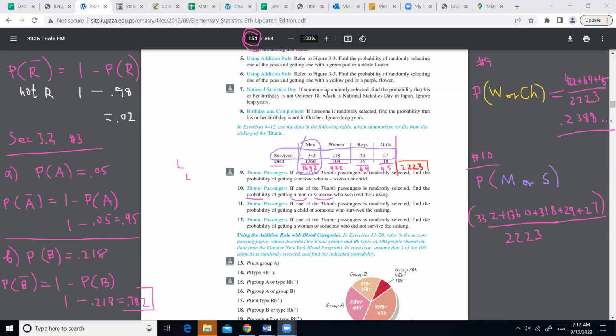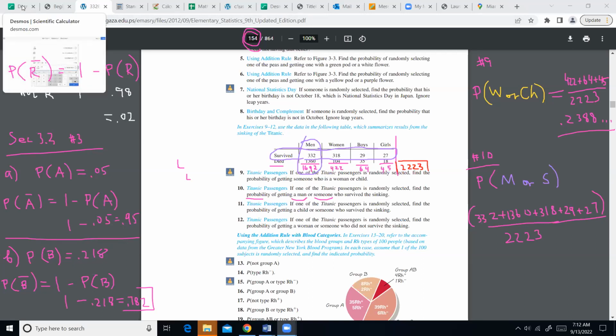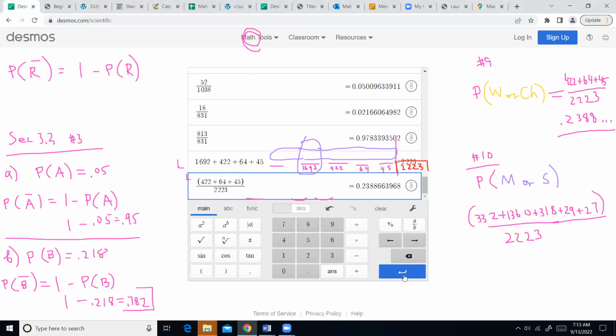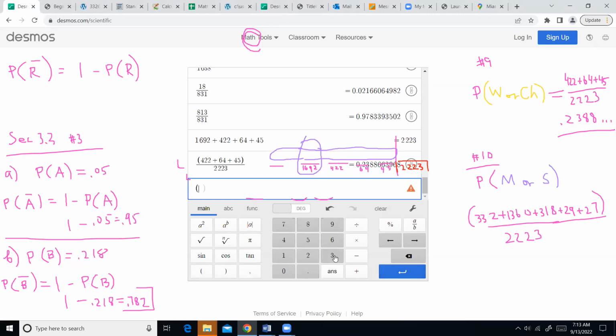So please notice if I highlight the portion of my table that corresponds to it, well, then it all looks pretty straightforward. So let me get all that entered here. 32 plus 1360. We already know that this is actually 60, that it is actually 1692 plus 318 and so forth.